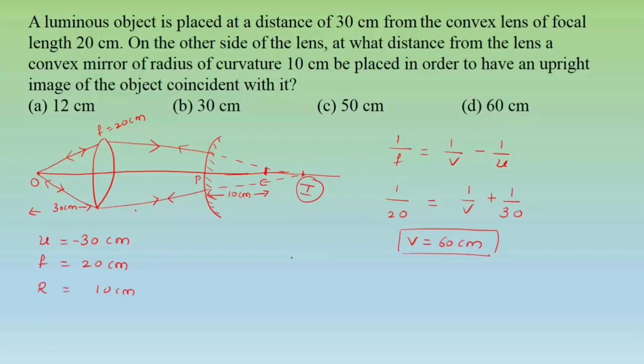So the distance between the lens and the mirror should be how much? So now we got image distance is 60 centimeter minus 10 centimeter, that gives 50 centimeter. So 60 minus 10 is equal to 50 centimeter. That means at 50 centimeter we have to keep this mirror to get the image at the same object O. So 50 centimeter is the position of the mirror, that is option C.